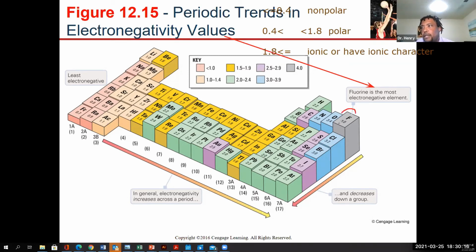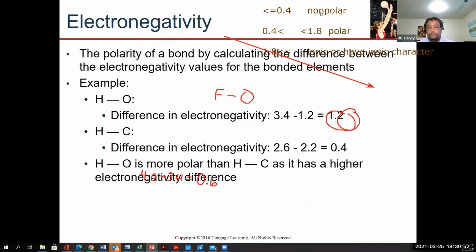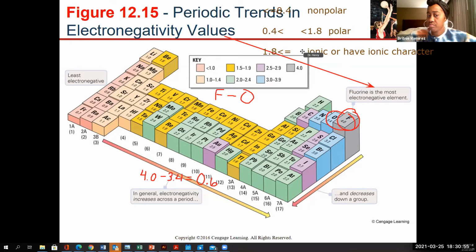So here, let's say we have fluorine and oxygen, right? So this is a bond between fluorine and oxygen. We take the value of whichever one is highest, which happens to be fluorine, and we subtract the value of oxygen. And that gives me what? 0.6. So based upon my little table up here, it's going to be polar.